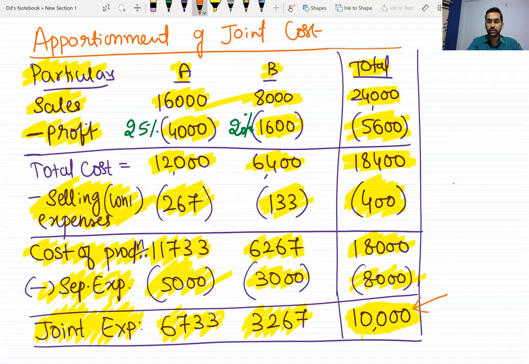Sir, can we check this 10,000 number from the question? Definitely yes. Read the question, first line only. Joint cost material 5,000, labor 3,000, overhead 2,000. That 5 plus 3 plus 2, that itself is 10,000. That's the number you have here. That's all.